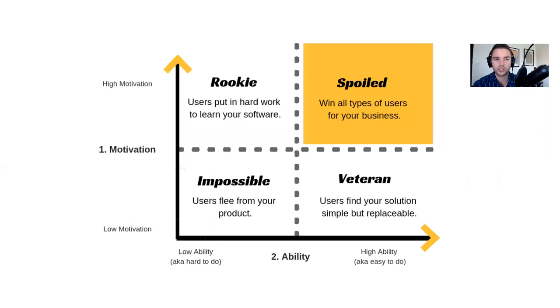And so if we look at the BJ Fogg model through another lens, there's really 4 categories of users. So there are the people who find this really hard to do, and they have a high motivation. So this is a rookie. This is someone who's very excited to use your product, but they find it hard. And so they're just struggling. And so these people will put in a lot of hard work to use your software because they're very, very motivated.